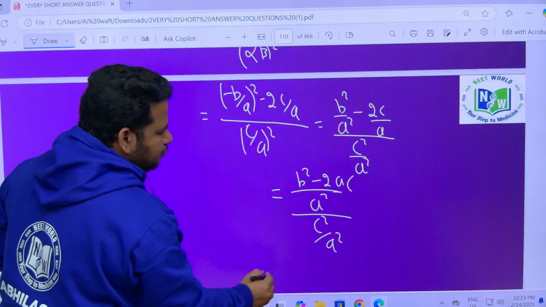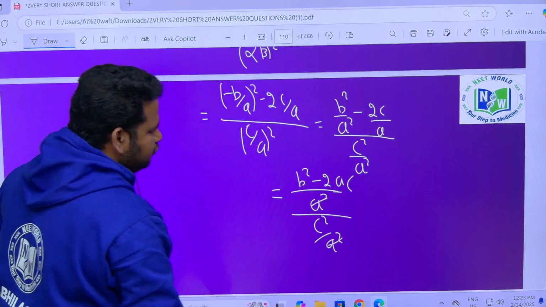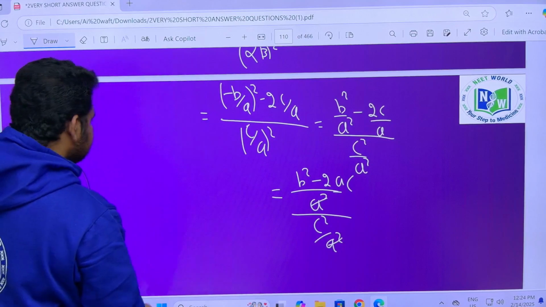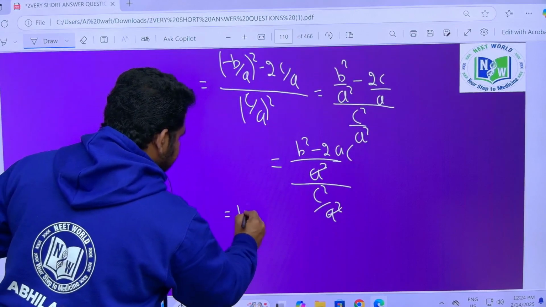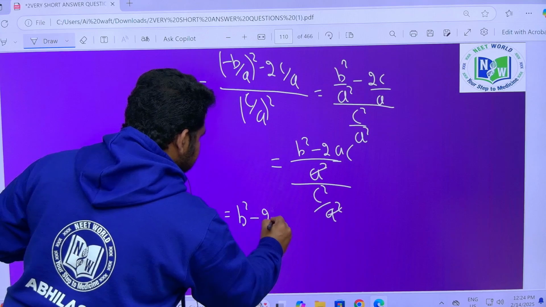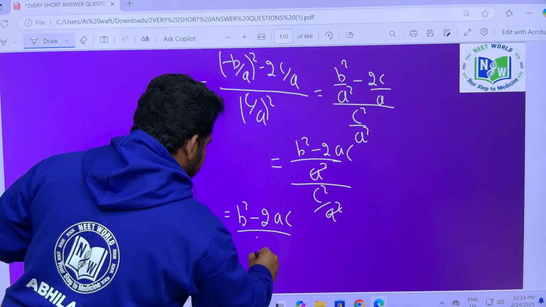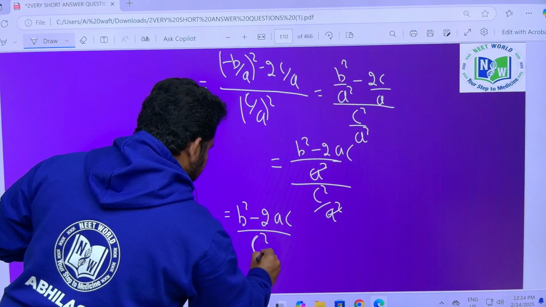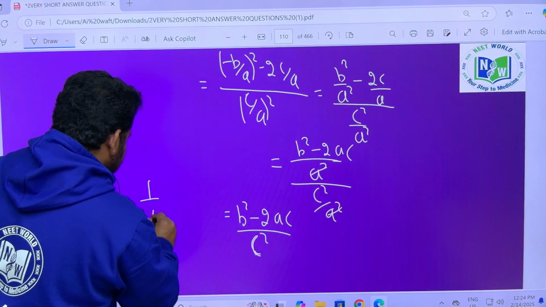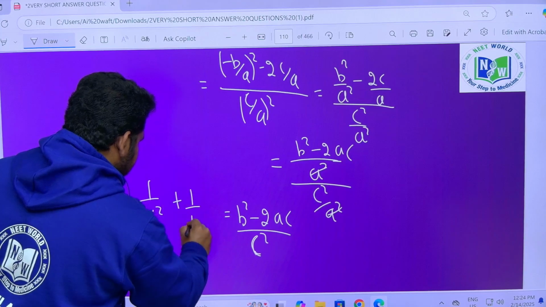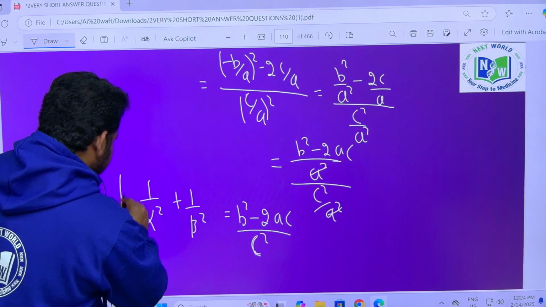Got it, friends? Now I can cancel this a square and this a square. So what am I left with? Finally I am left with b square minus 2ac by c square. This is equal to what we wanted: 1 by alpha square plus 1 by beta square will be equal to this value.